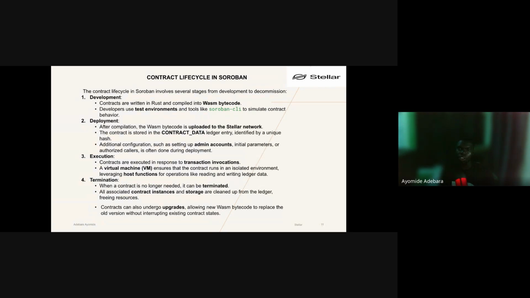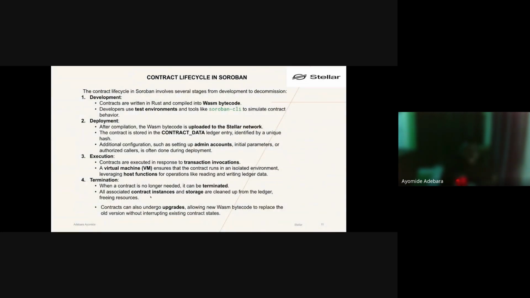A virtual machine ensures that the contract runs in an isolated environment, leveraging the host functions for operations like reading and writing to the ledger data. And this is exactly the idea of execution. When you write your smart contract, obviously what your users do is interact with it, and in a sense, we call it execution.